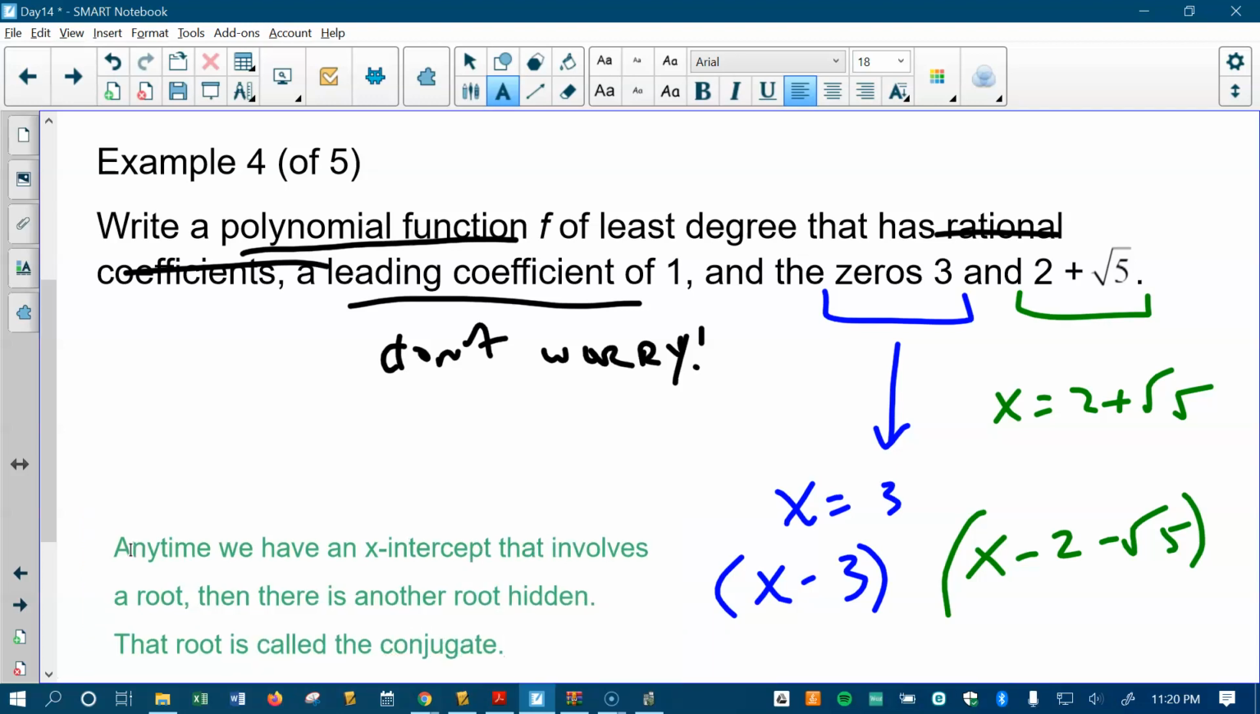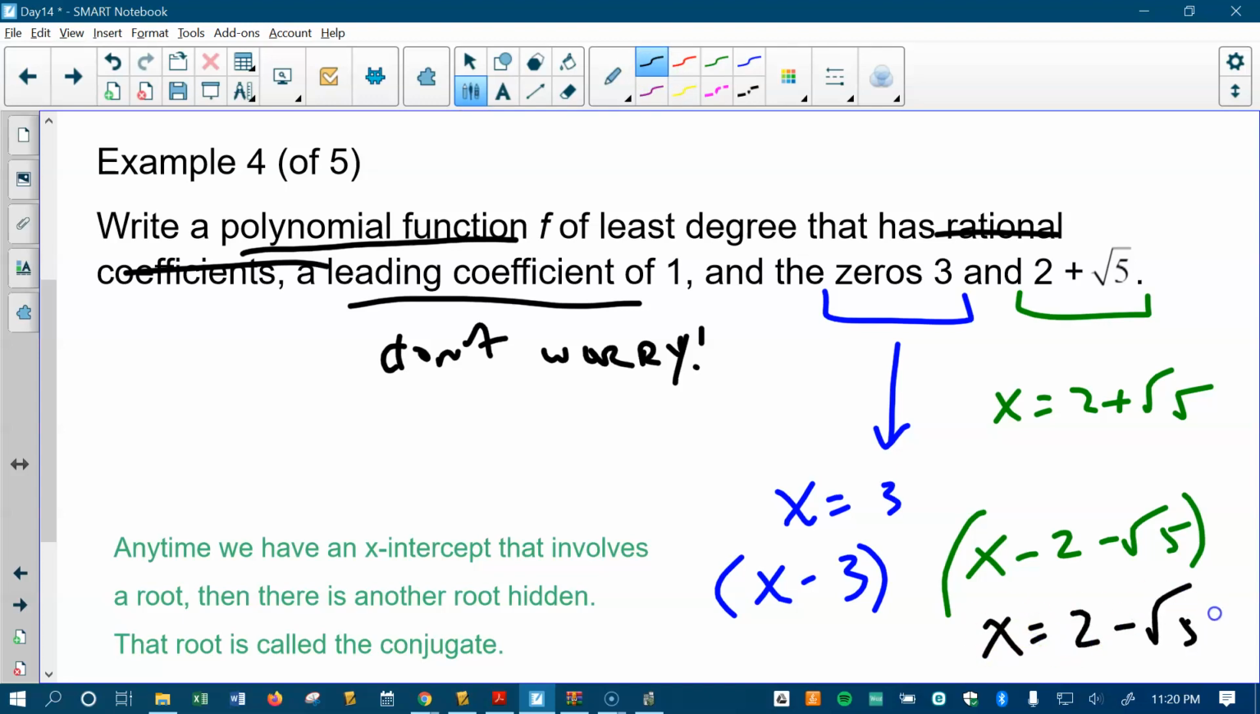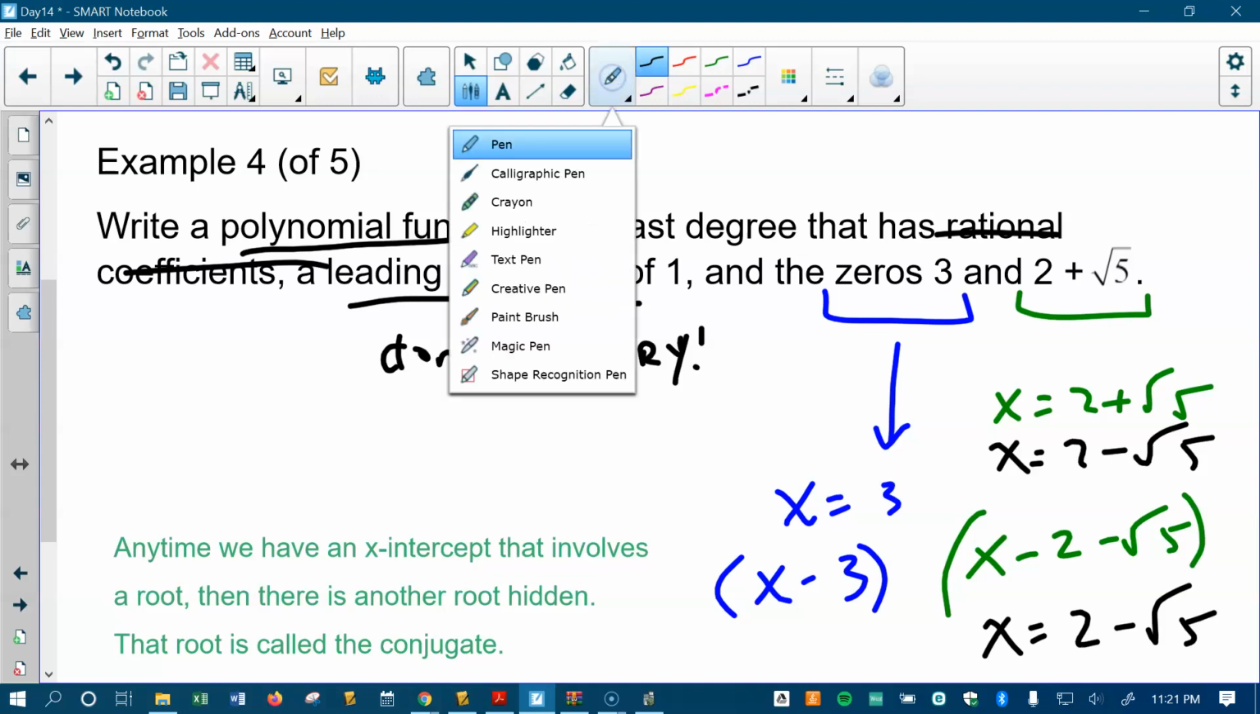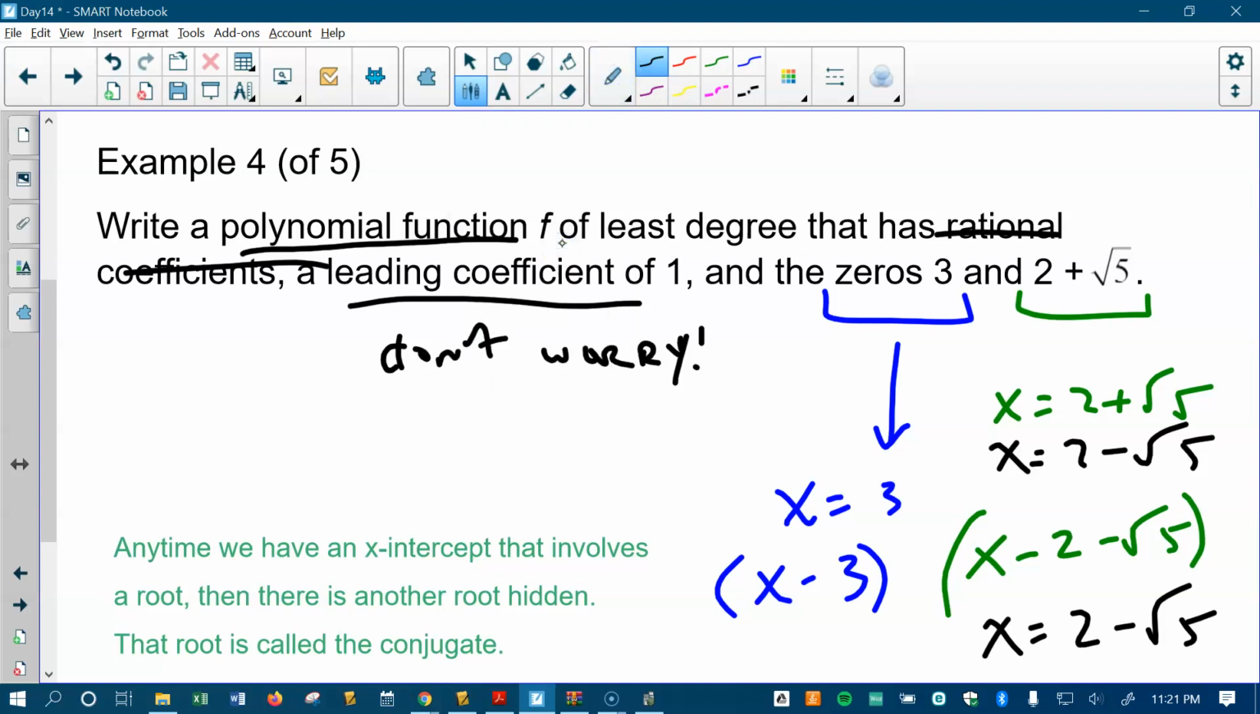There you go. Okay. So what do I mean by that? Well, what I mean by that is that there is another root here that we need to address. One is x equals 2 plus root 5. The other is going to be x is equal to 2 minus root 5. So take a look at this. Same numbers. The only difference is the sign. And again, this is called the conjugate. Pretty popular in second year of algebra courses.